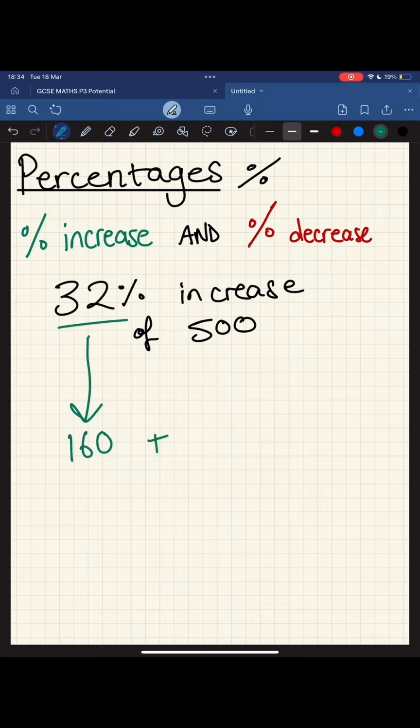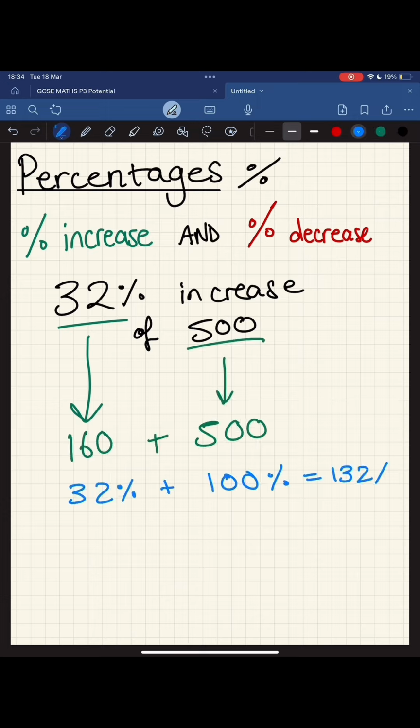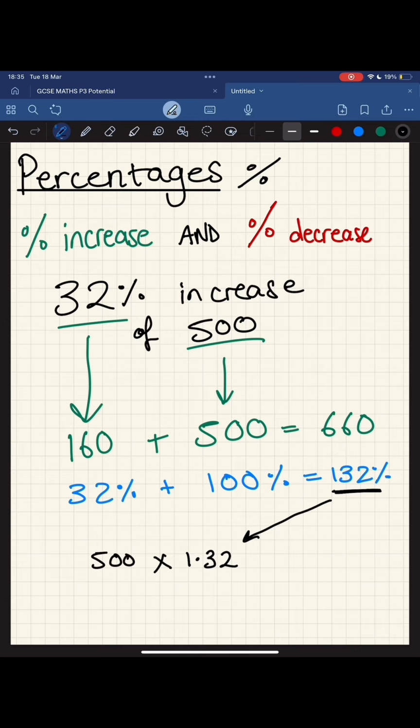Now we know 32% is 160, so we can add that to 500 to make 660. Or 32% added to 100% gives us 132%. As a decimal, that's 1.32. So if we have a calculator, we can just do 500 times 1.32.